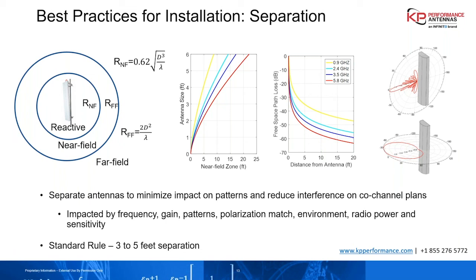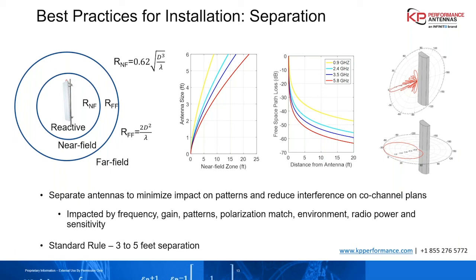Generally speaking, as frequency decreases, the near field zone also decreases, and as antenna size decreases, the near field zone decreases. So with lower frequency antennas, if you just look at the near field zone, you can typically get them closer together without impacting their VSWR or patterns.